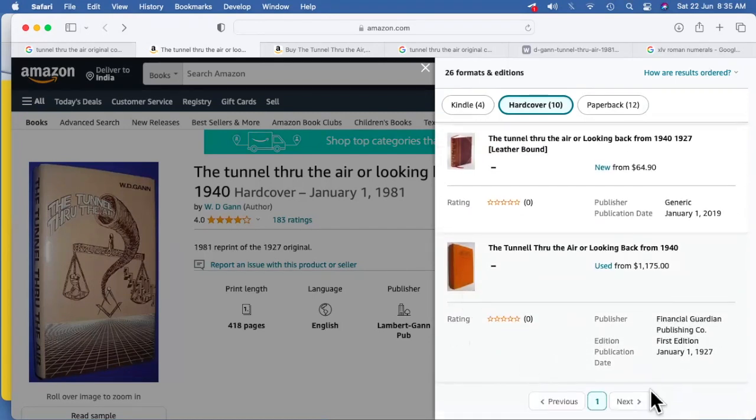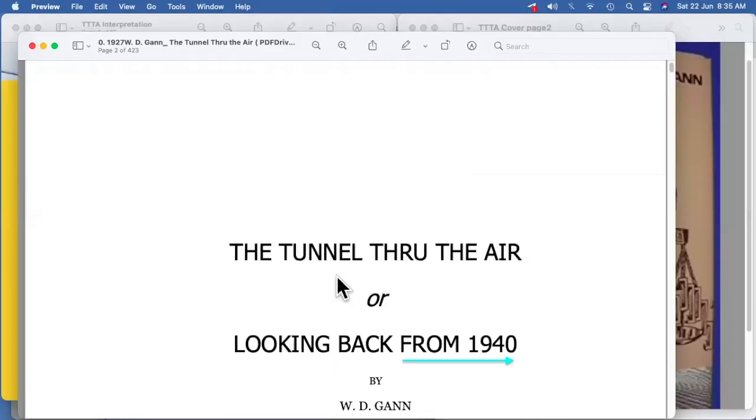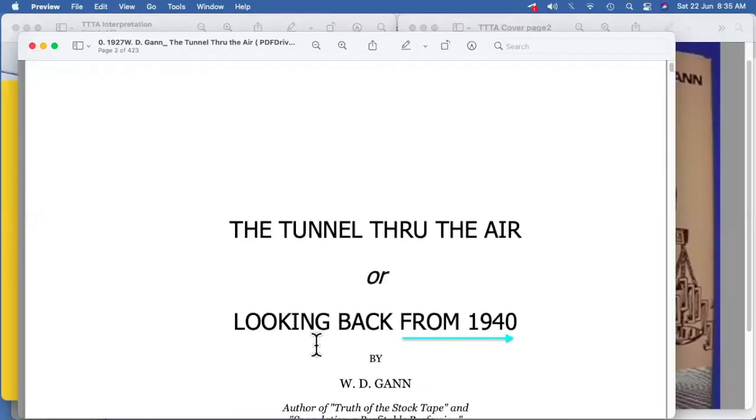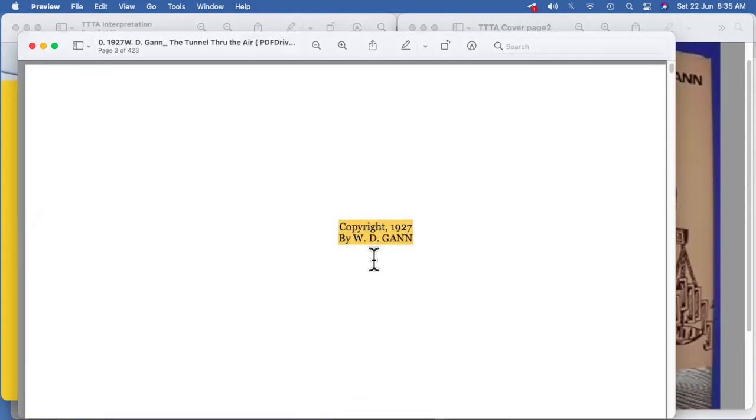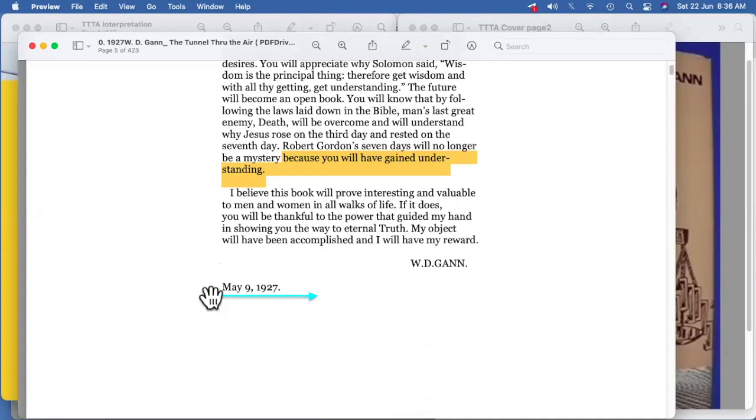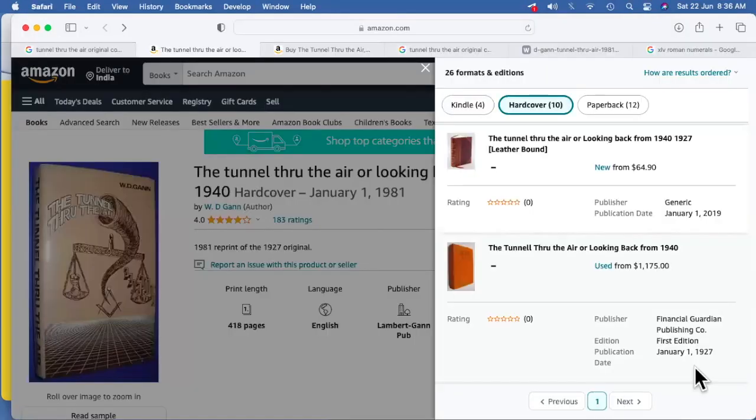Now, there are some people who have probably given a different publishing date, January 1st, 1927. I doubt this. Why? Because if you look at the book, The Tunnel Through the Air, or Looking Back from 1940 by W.D. Gann, the copyright is, of course, 1927. But if you look at the foreword, the date given there is May 9th, 1927. So if a book has a foreword, the publication goes after the foreword, not before that, in terms of the date of this book.